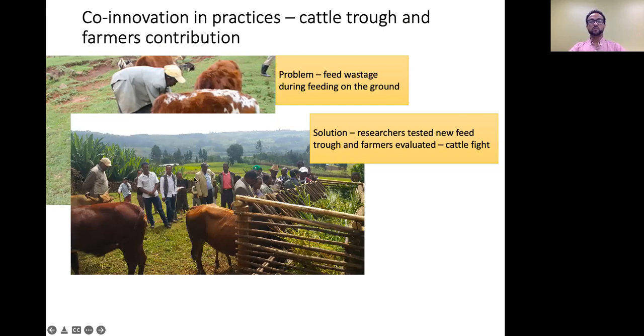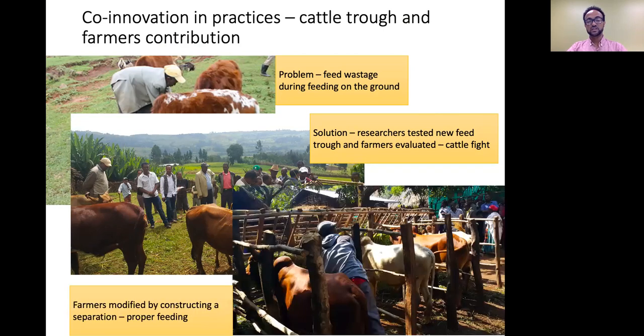But there was also another problem identified during the evaluation. Farmers said that when the oxen are fed, they fight, and one big ox overeats while the others do not. So to solve that problem, farmers came up with a new idea that they can build separations, and one farmer did it himself and showed other farmers as well. This is how co-innovation has been playing out in our case in Ethiopia.